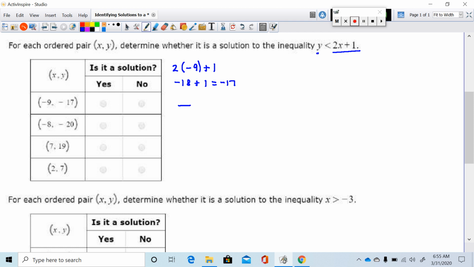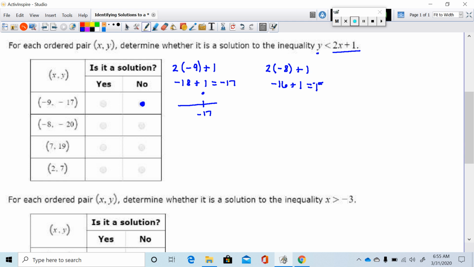Now let's do my number line. My reference point is y, so my reference point is negative 17. And I got negative 17. Okay, this inequality is not underlined, so that means it cannot be equal to negative 17. So this is a no. Okay, the next one. 2 times negative 8 plus 1. Negative 16 plus 1 is negative 15.